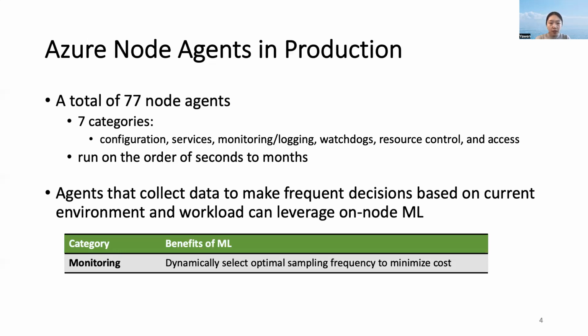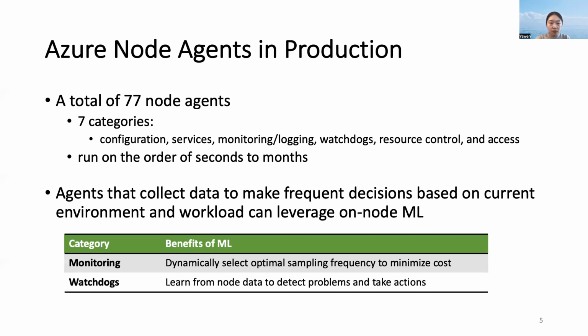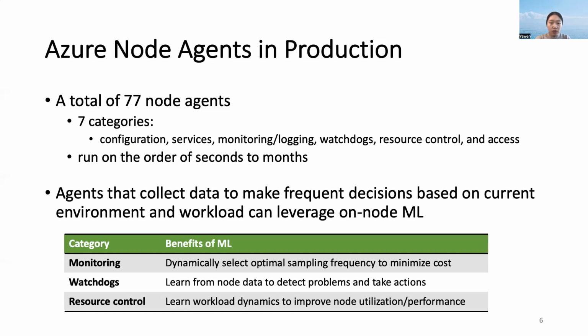Monitoring agents can use on-node ML to dynamically select optimal sampling frequency to minimize monitoring cost. Watchdog agents can learn from node data to detect problems and take actions earlier. And resource control agents can learn from workload dynamics to improve node utilization and performance.